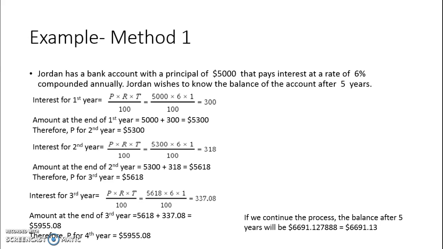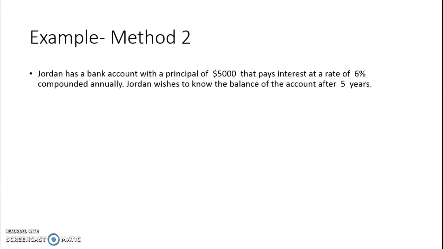127,888 as the cents. Now, as we know, when we're working with money, we round to 2 decimal places. So the answer or the balance will be $6,691.13. You can pause the video and have a look at this, or you can go back and listen to it again. Otherwise, let's move on to the second method.